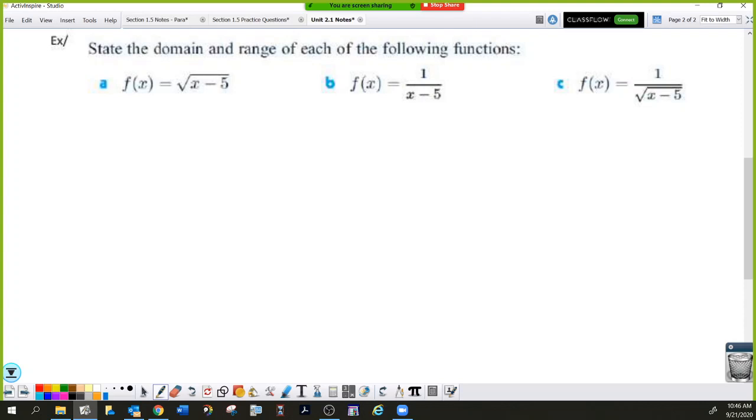This first one is the square root. Tell me, what kind of numbers are you not allowed to take the square root of? Negatives. Well, here's what that tells me. Underneath the radical, since I cannot take the square root of a negative number, what's underneath the radical must be greater than or equal to 0. This will ensure that it's never a negative. 0 is allowed. The square root of 0 is 0, but negatives are not. So when you add 5 to both sides, what you get is x is greater than or equal to 5. Well, that's your domain. So from 5 to positive infinity.